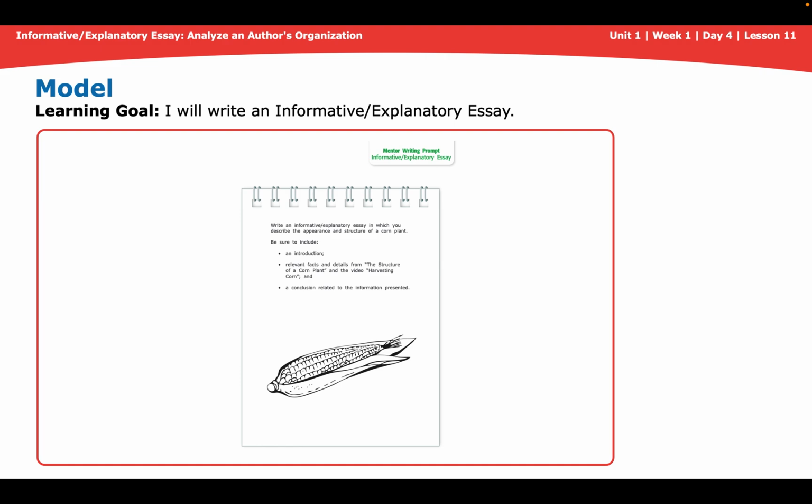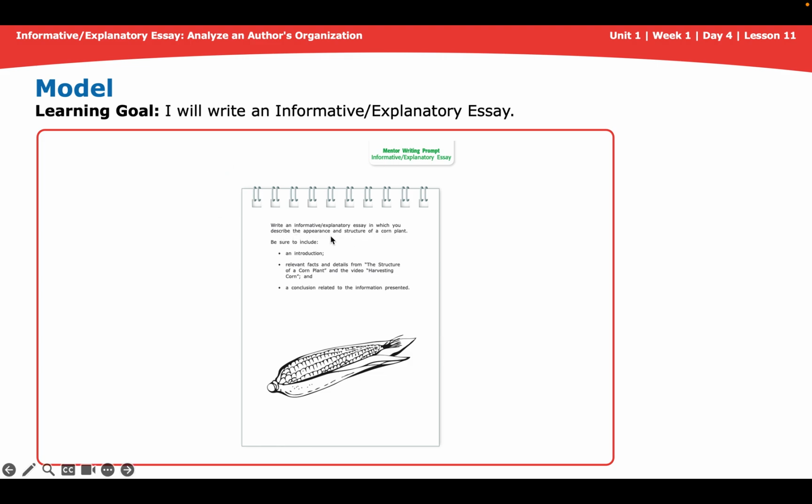So right now, this is what it means by a mentor writing prompt. It means that we're just looking at what a good informative/explanatory essay has. So this is not actually what we're going to be writing to. We're just analyzing it for right now. We're going to reread it.